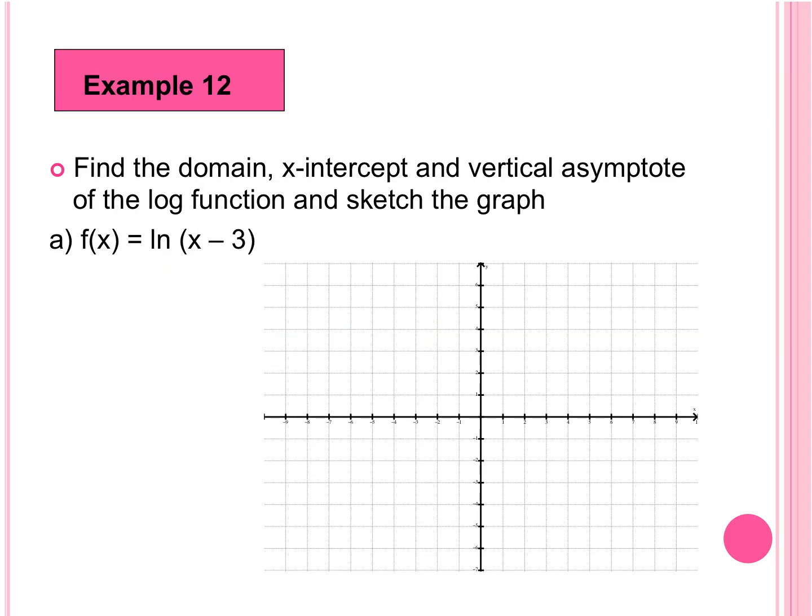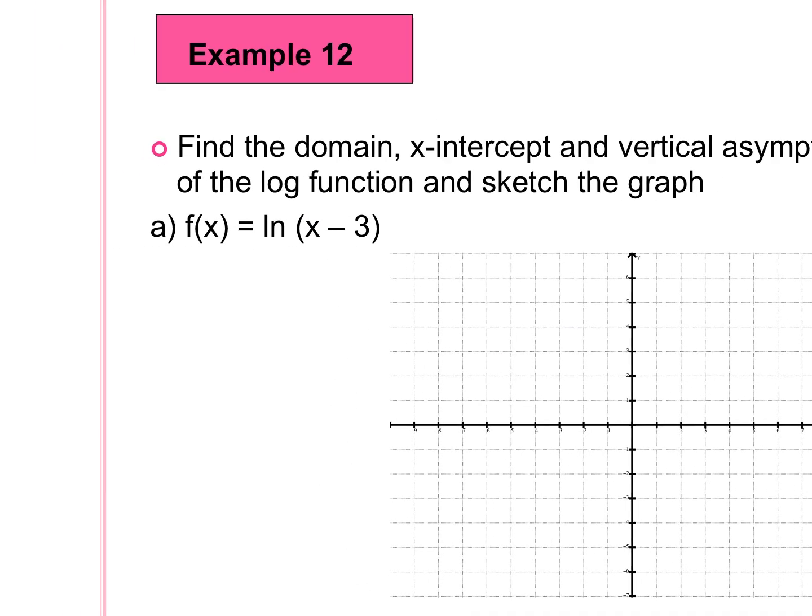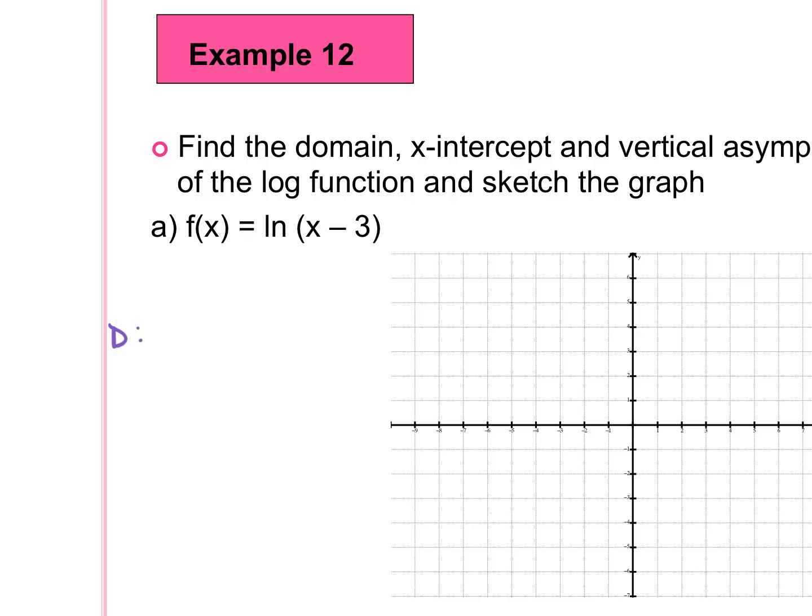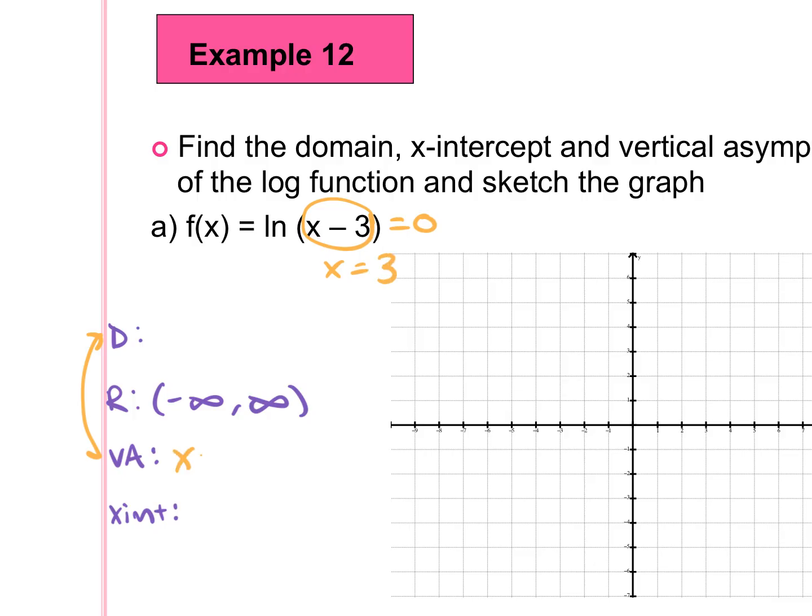So in the last example, example 12, we're going to be graphing an ln function. So same thing, we want to find our domain, range, vertical asymptote, and x-intercept. So we're going to do the same thing we were doing in the last one. Let's start with our range. What's our range going to be? All real numbers, negative infinity to positive infinity. Domain and vertical asymptote go hand in hand. What do we do to find these? Set the parentheses equal to 0. So x equals what? 3. So our vertical asymptote would be x equals 3.